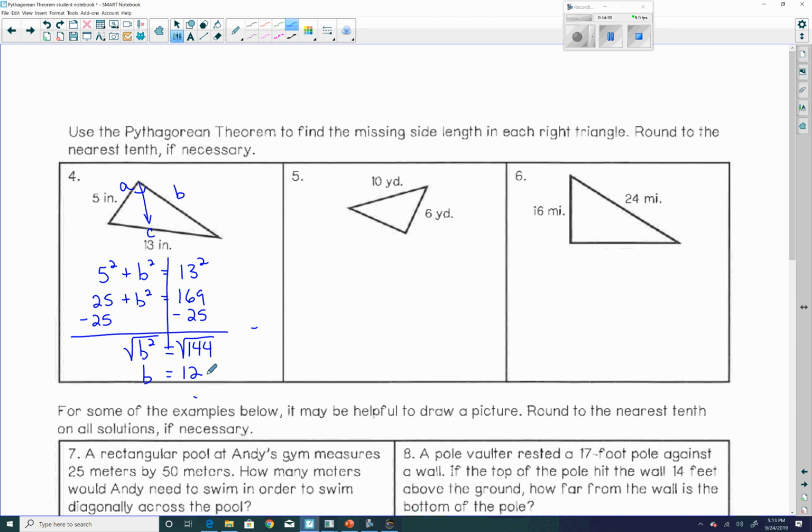So the next one, again, this is my right angle. It's pointing to the C side. What I'd like for you to do right now is pause the video and see if you can get the equation set up without me. Pause it. Don't just copy.